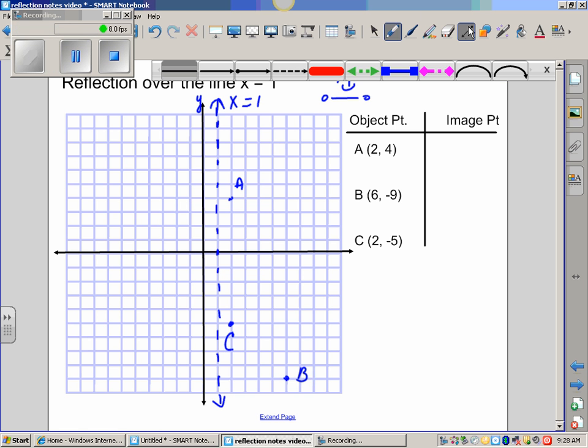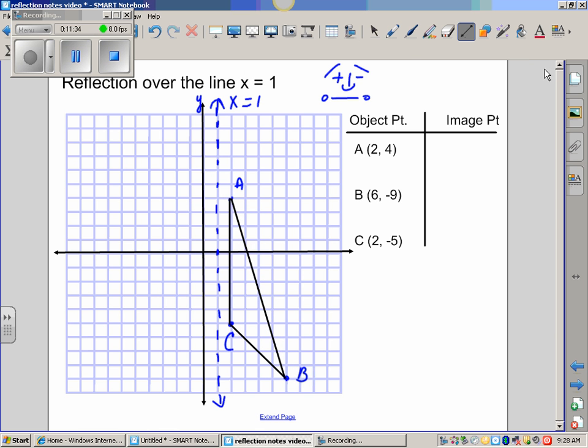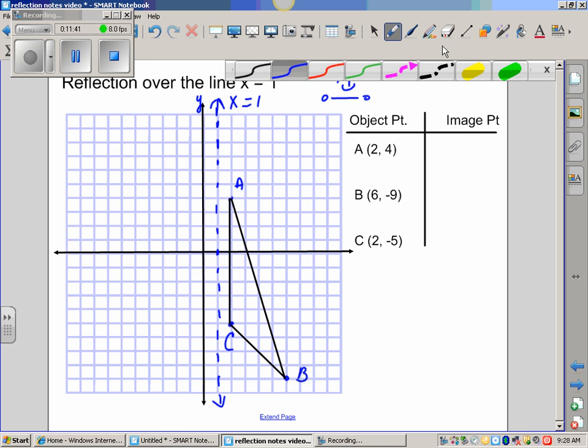So we're dealing with a triangle again. We're going to use our straight edge. Doesn't have to be a ruler, but it does need to be a straight edge. And we have our triangle right there. Now there's no rule for this. It's not a diagonal line, so counting will work, but make sure you're counting to the correct line.